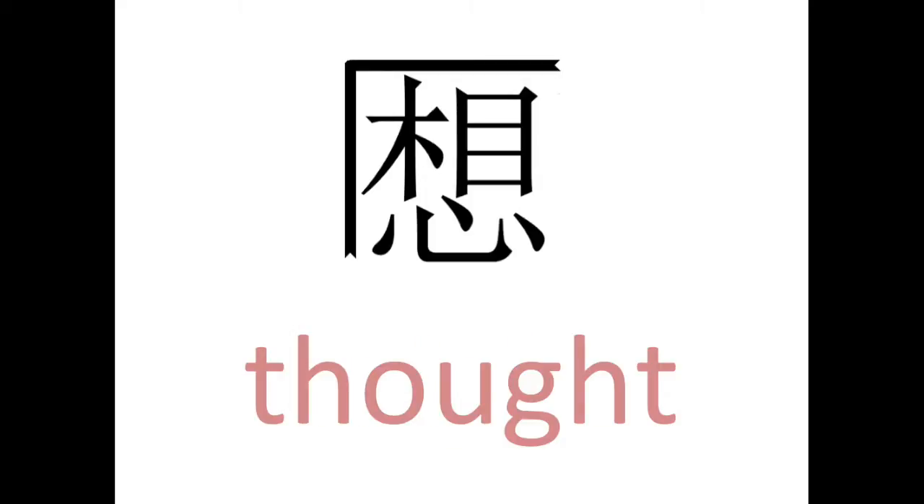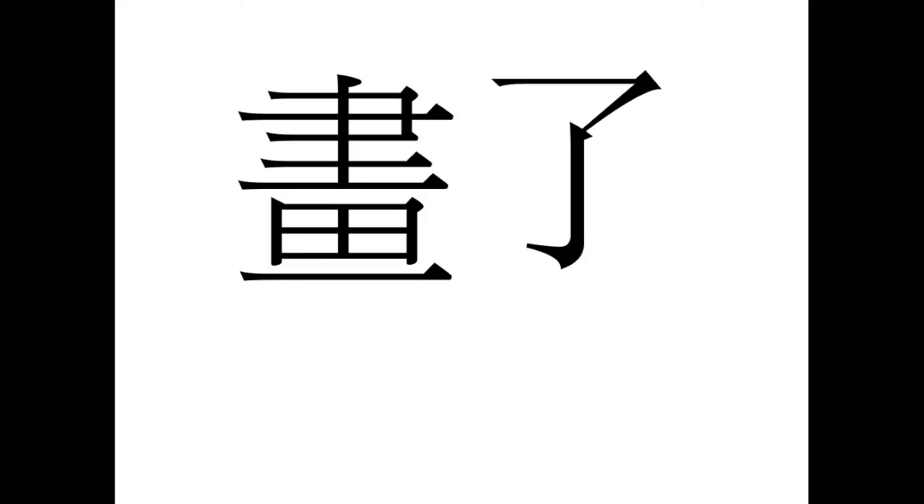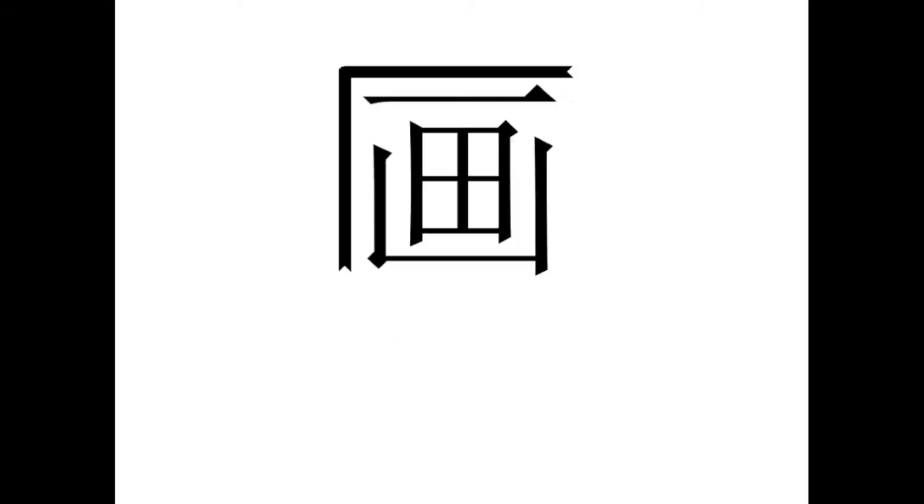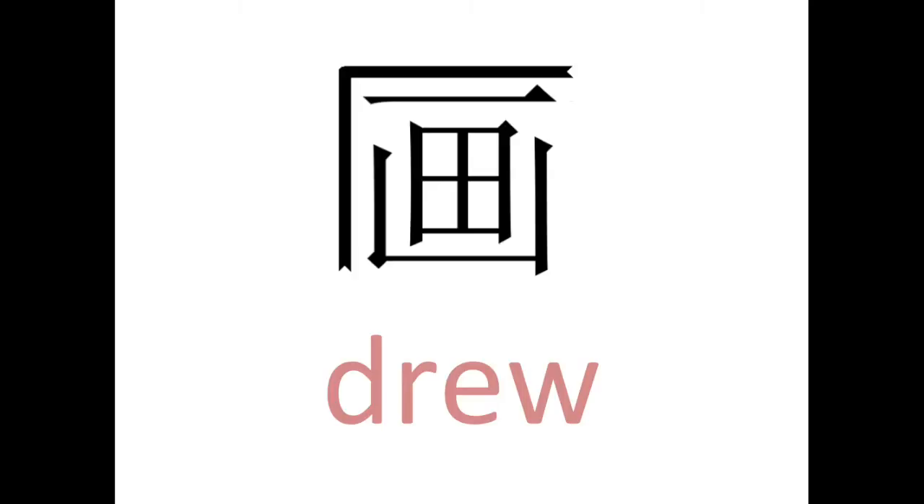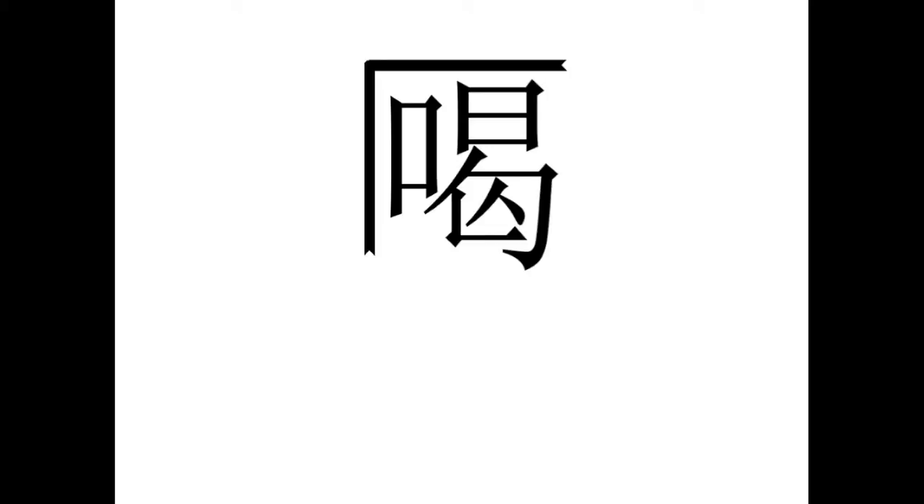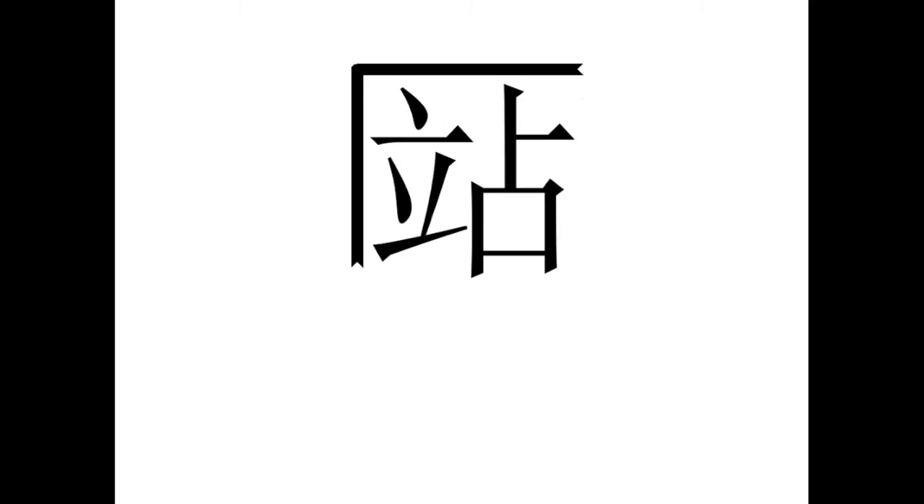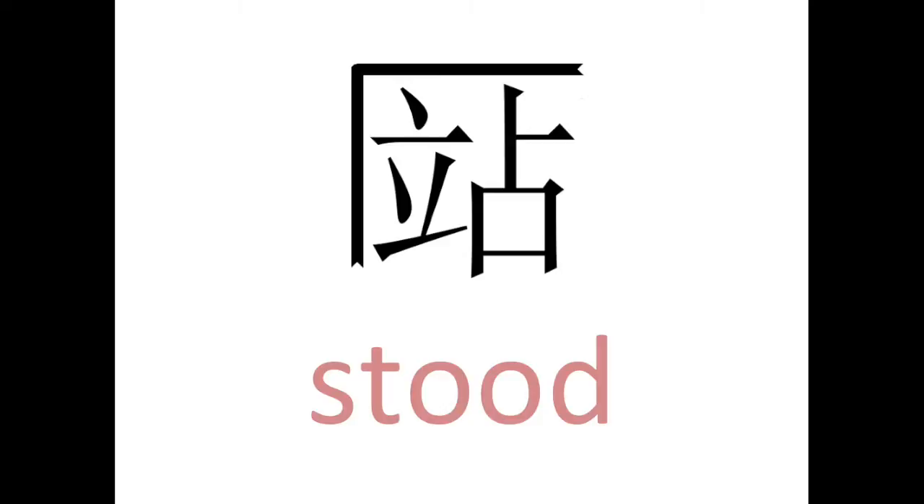What about this? So this is thought, right? Past tense. What about this? This is painted, right? Painted. What about this? What's this? This is drew. And my name is Drew, so I would actually use this character for my name. So this is my name. And what about this? What does this say? The inside says drink, and the periphery makes it drank. What about this? The inside is stand, with the periphery it becomes stood.